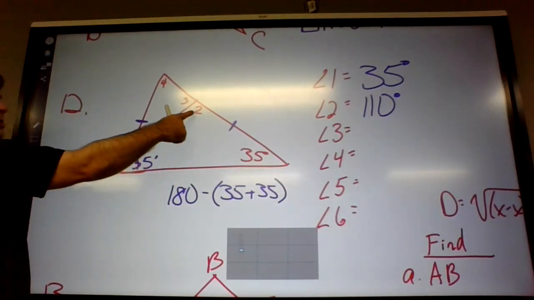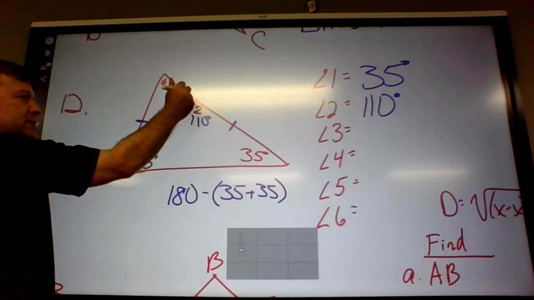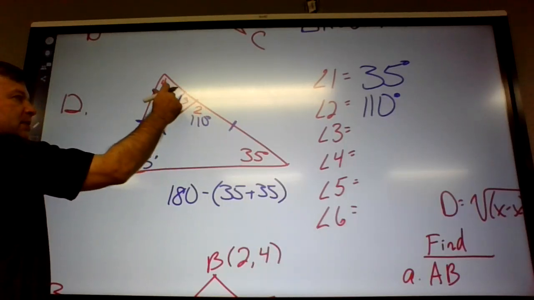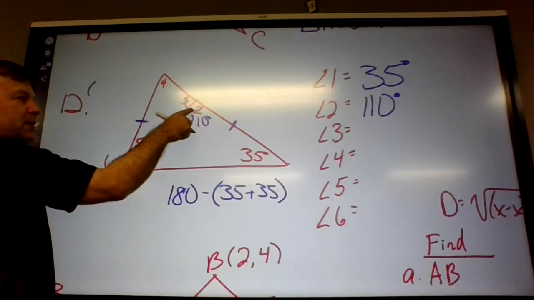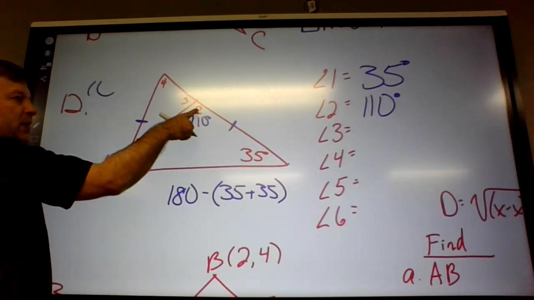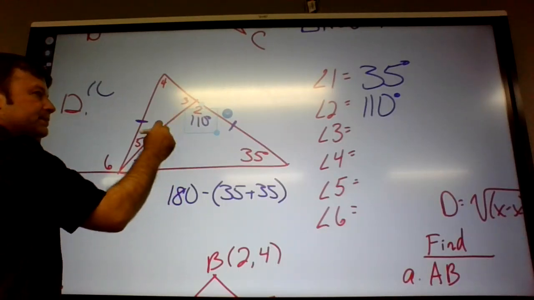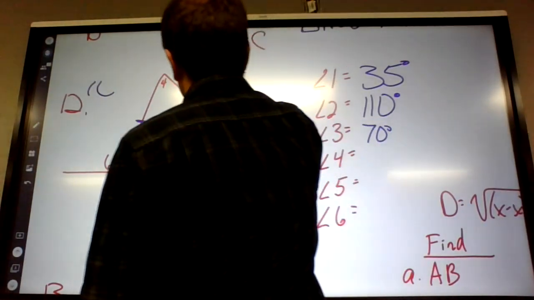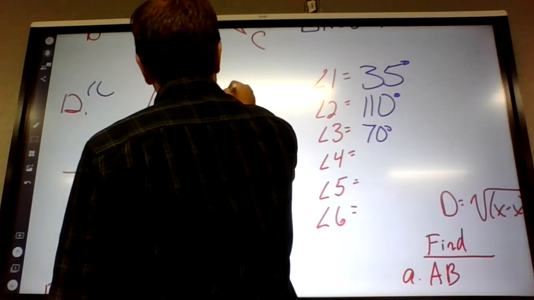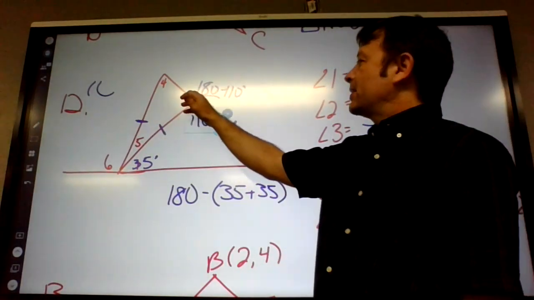If this is 110, how do I find angle 3? You do 180 minus 110. Yeah, together these two make a straight line. They're a linear pair. They have to add up to 180. So 180 minus 110 is 70. Yeah, that gives you that angle.